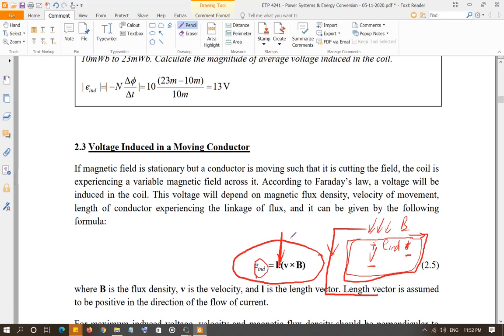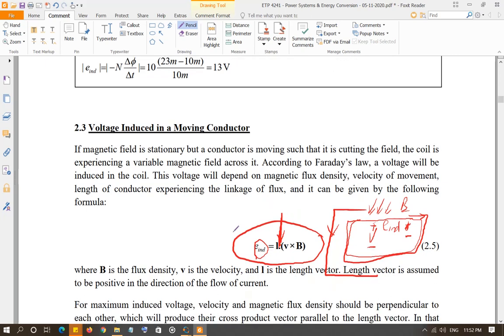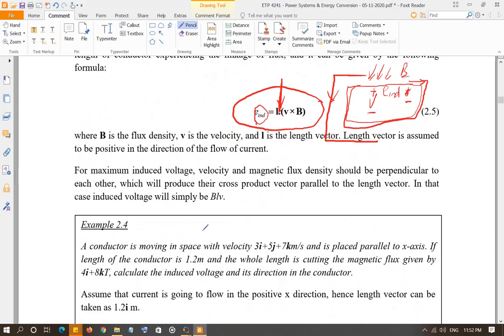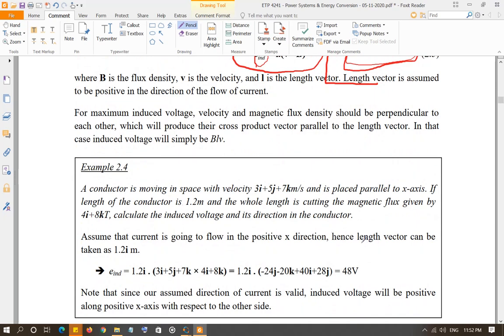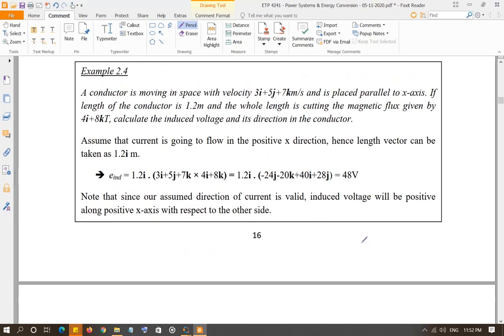You don't have to think about which direction you have to choose. I mean, you're not going to know which direction the current is going to flow until you solve the problem. So just take one direction, stick with it, and then solve the problem. Positive induced voltage, direction is correct. Negative induced voltage, the current direction and the length vector that you assumed is incorrect. Just switch that. Your answer is still correct. The magnitude of induced voltage will still be valid. So go over this example, a pretty straightforward example, and you will understand it.